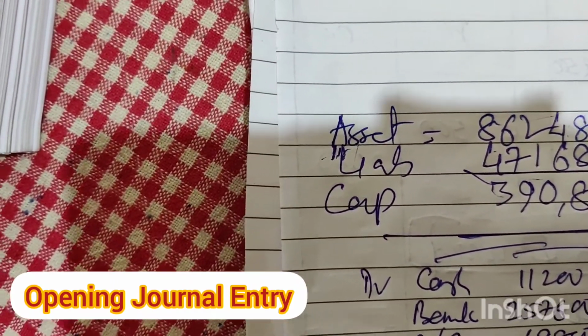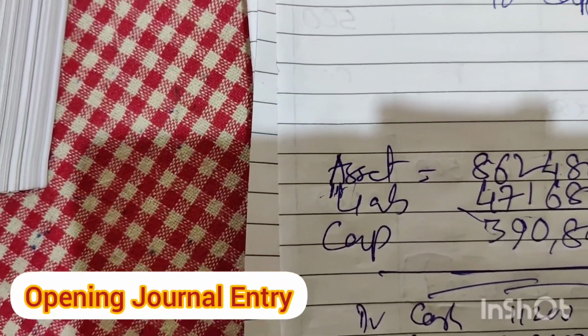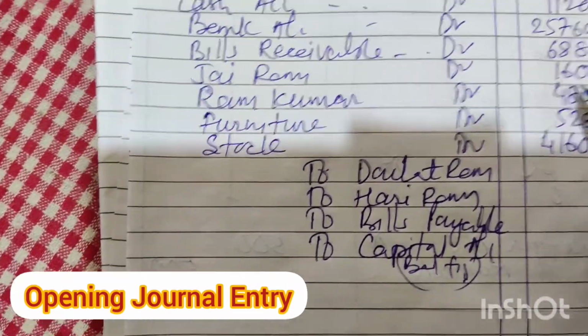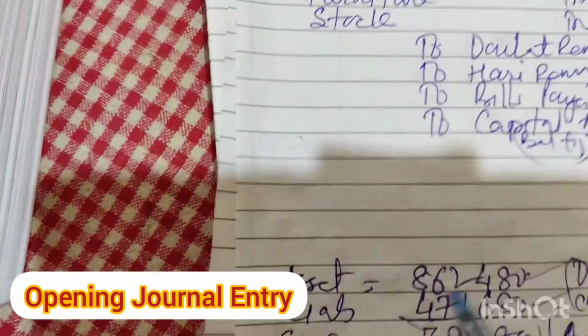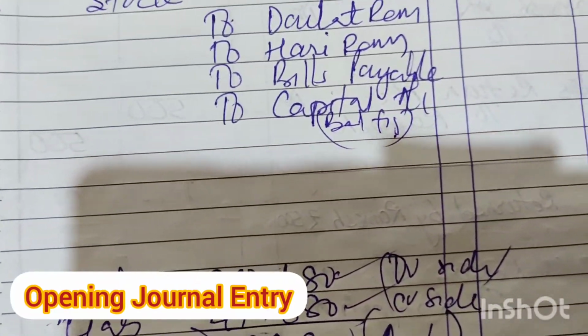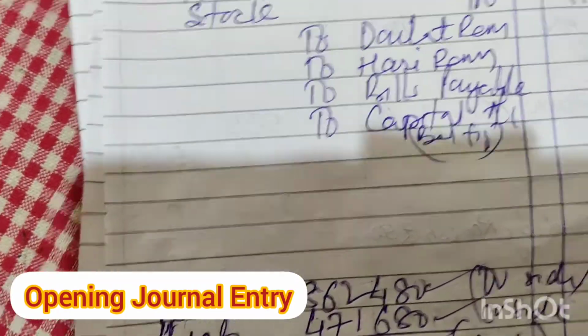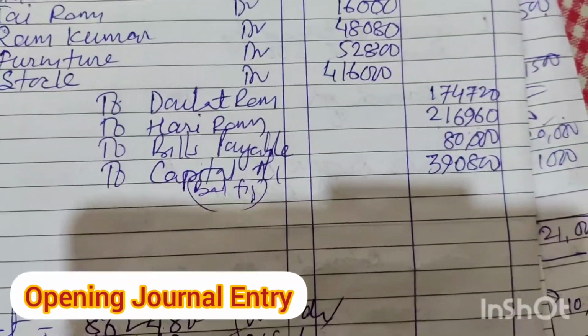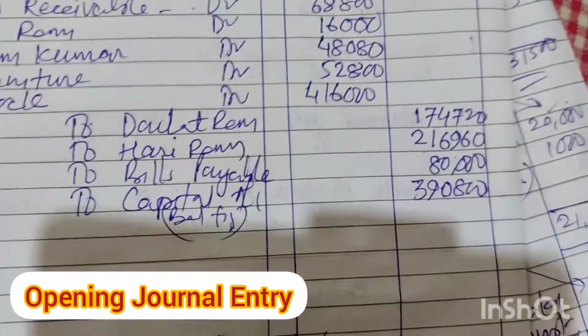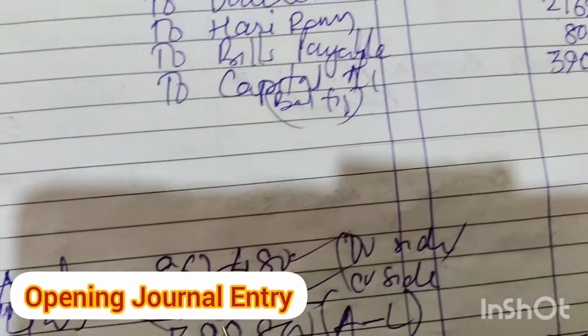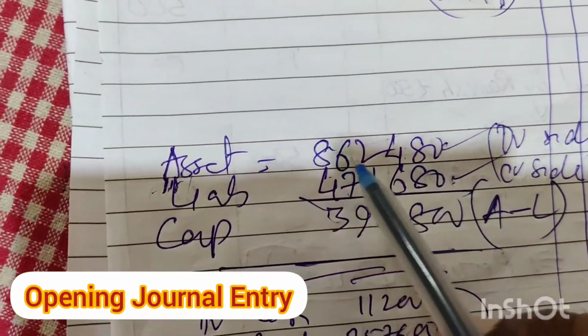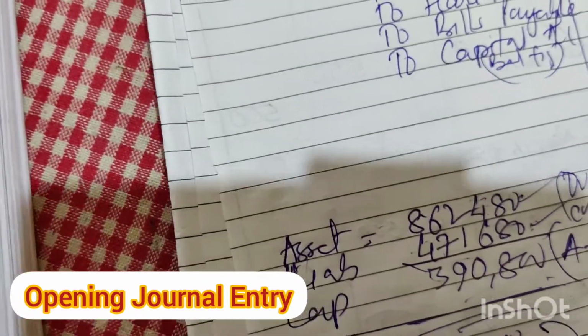This is the credit side. This is the debit side. The debit side is all assets. And on the credit side, there are 3 items. Capital we found afterwards. So in this way, the total of these items is 4,71,680. So asset minus liability is the capital. So this is the accounting equation.